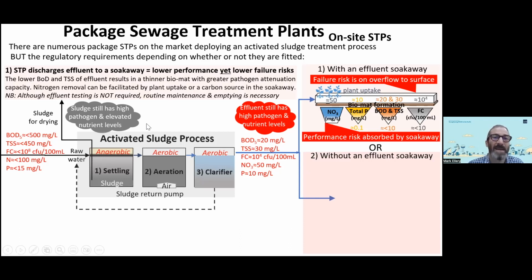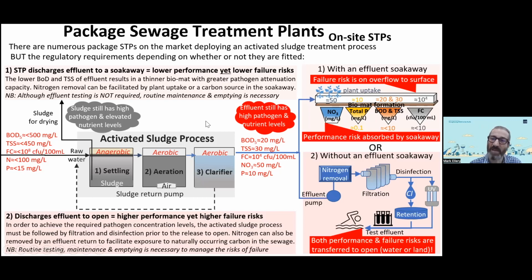If you go for a soakaway, it mitigates some of the risks of failure, where the soakage area can absorb some of the risks of the failure of the plant. And if the plant fails, over time you will see the soakaway start to fail. It's an indicator of not just a problem with the soakaway, but a problem with the treatment plant.